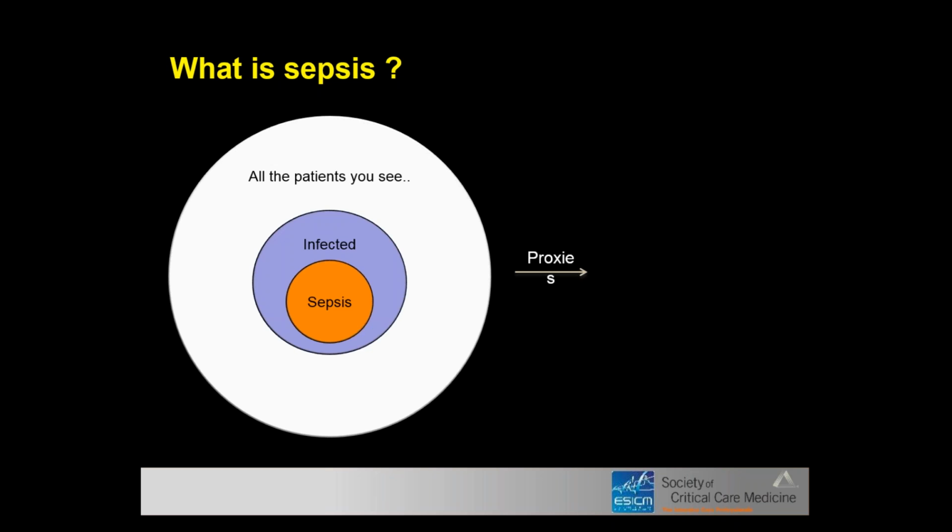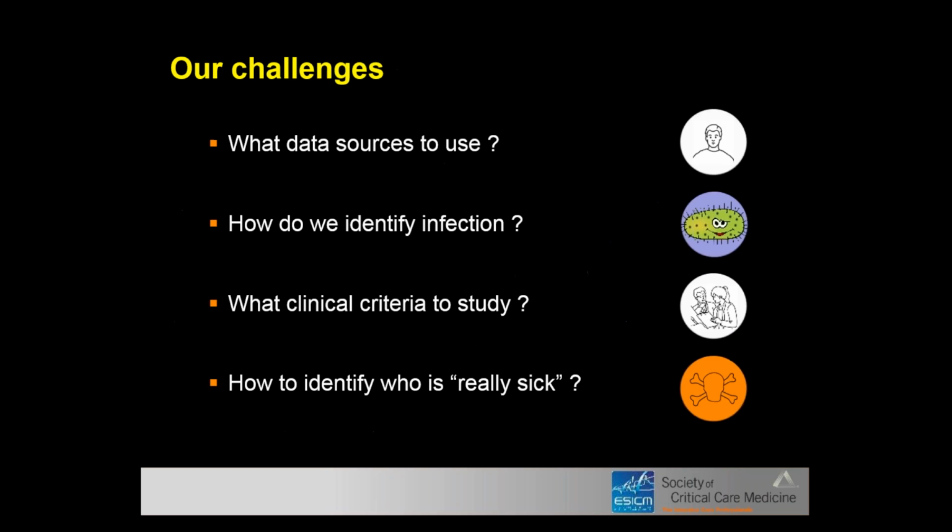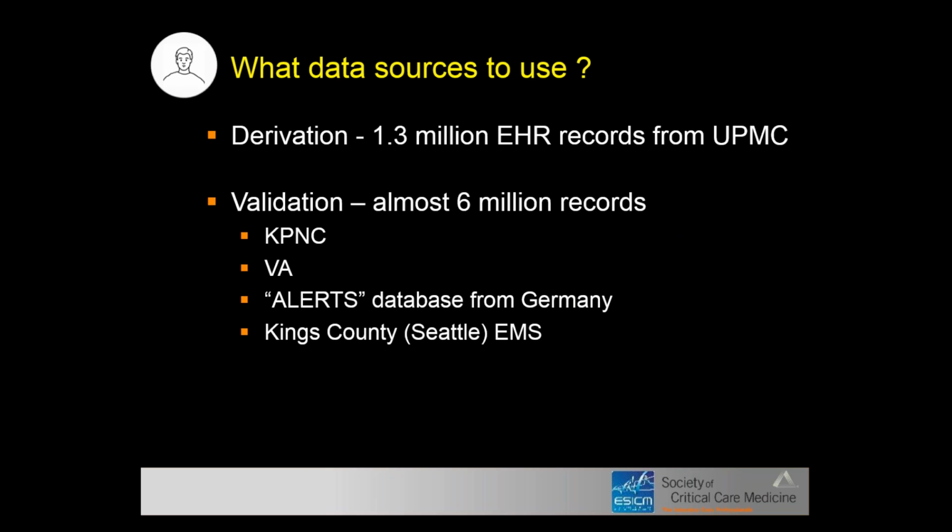However, we need some way to identify those patients that doesn't rely on organ dysfunction or dysregulated host response. And therefore, we substitute for sepsis, really sick. The question then becomes, how does one identify really sick patients?